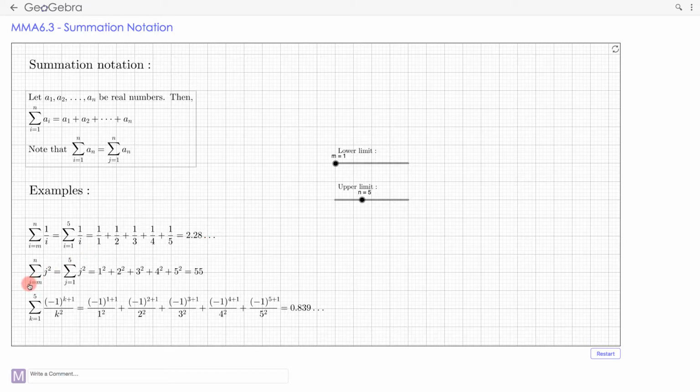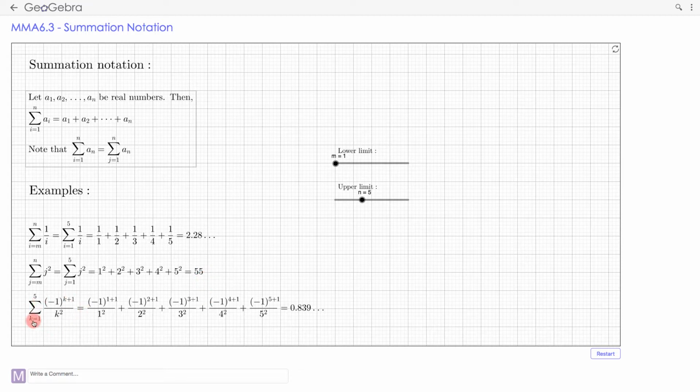I could also have written j equals, note now that my dummy variable is called j, equals m to n, j squared, which in this case with m equals 1, n equals 5 is j equals 1 to 5, j squared. And then you get 1 squared plus 2 squared plus 3 squared plus 4 squared plus 5 squared, and it turns out to be this number, 55.